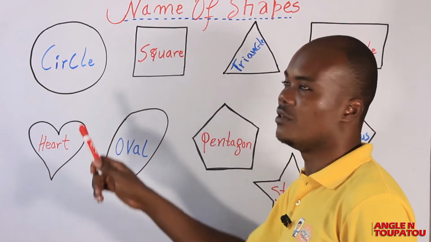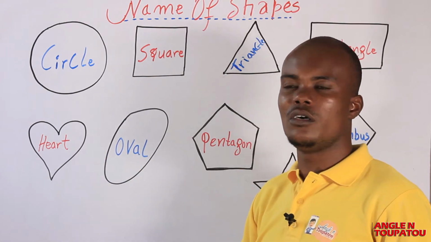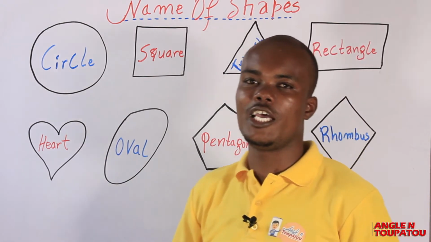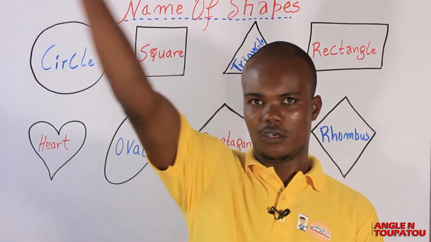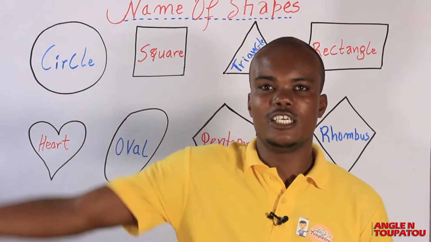Ça yo c'est shape yo. Ça c'est forme yo. Okay. This shape is, you do it like this. This shape.